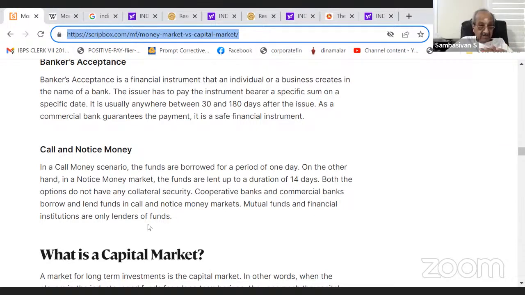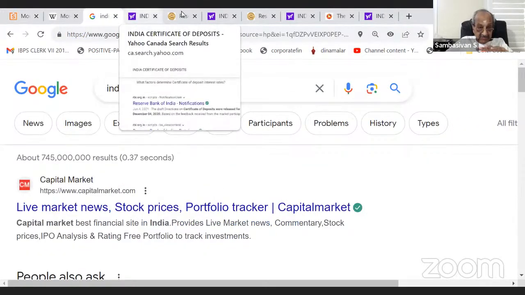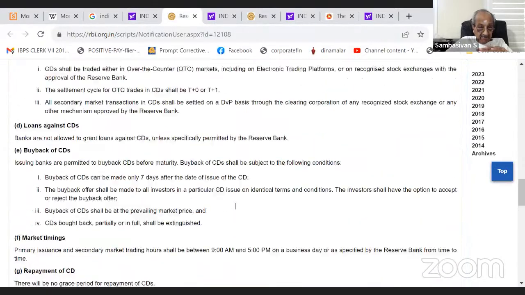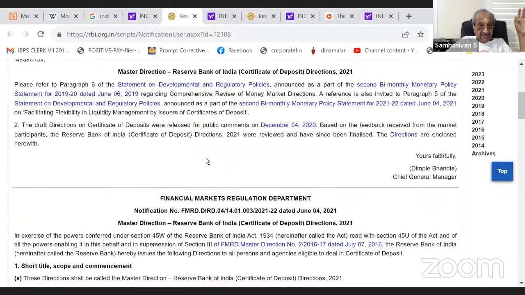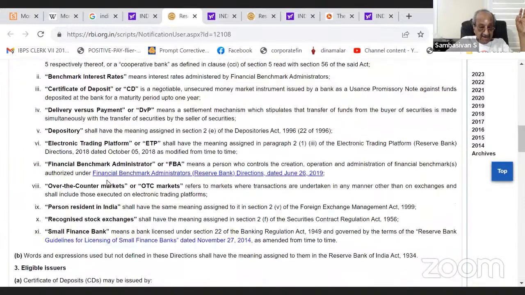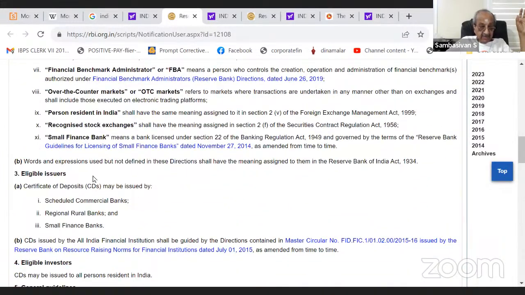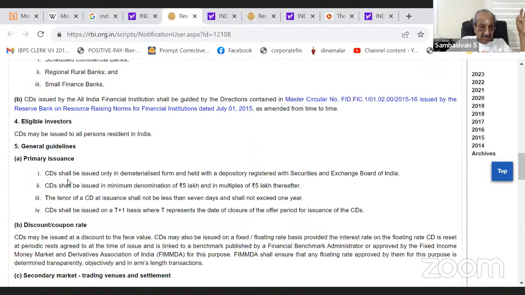Very good. Now I think we should go to this. I think this is telling about certificate of deposit. This is about RBI, and I will give the link in our WhatsApp page. Here they are explaining what a bank is, everything. Who are the eligible issuers of CD, they are telling. Who are the eligible investors, they are telling. General guidelines. Here only you read, Ravi Kumar. General guidelines regarding certificate of deposit.